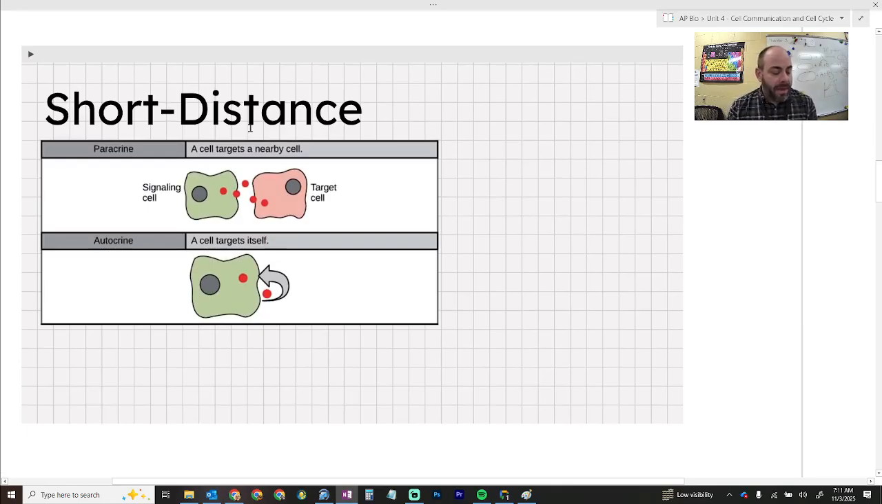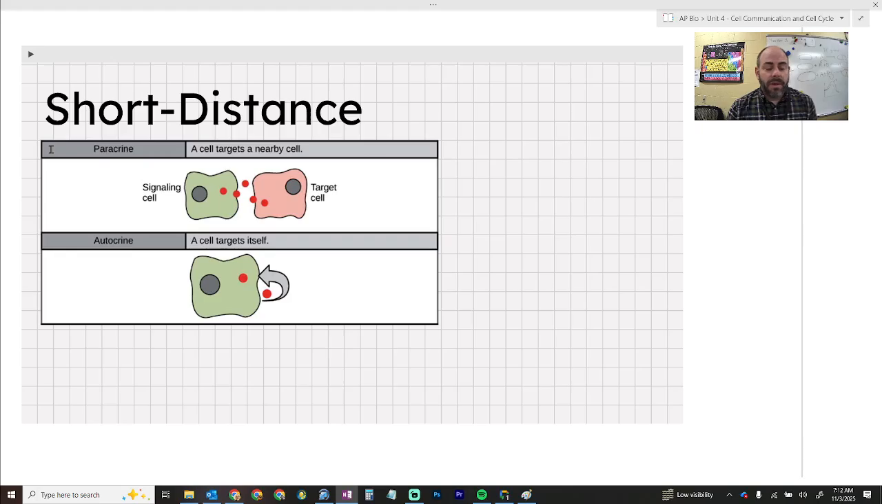Let's look at a couple different kinds of short distance communication. There is paracrine and autocrine. So let's do autocrine first. Autocrine is when a cell targets itself. Sounds kind of strange, right? But it does happen. A cell can target itself with some sort of communication, sort of like a feedback loop. We're going to talk about loops, not in this section, but this unit we'll be talking about feedback loops. And so it could create a loop that turns on or continues more, allows a process to happen more.